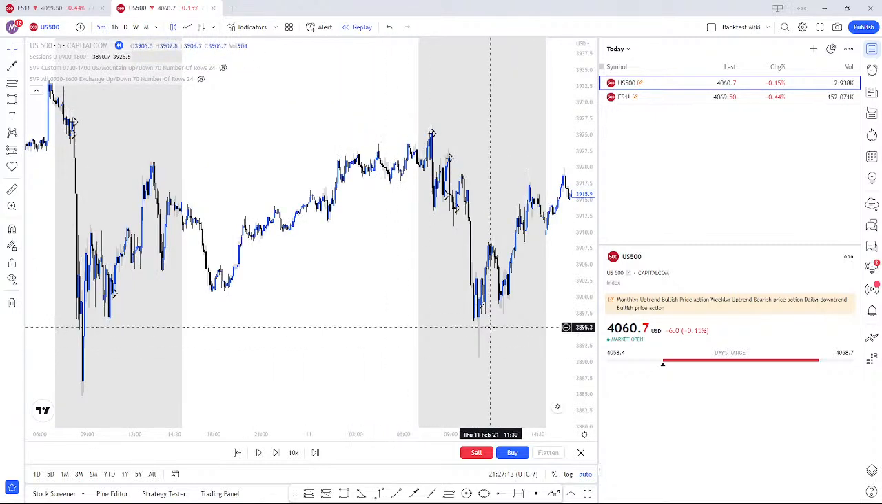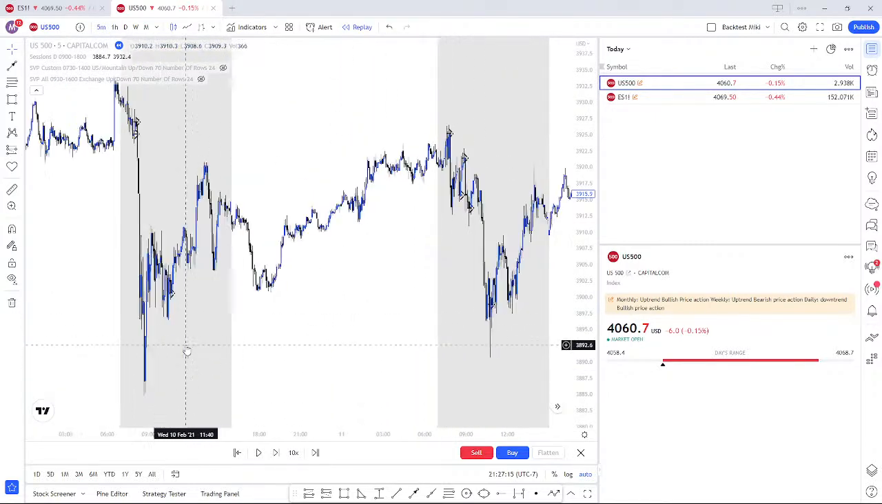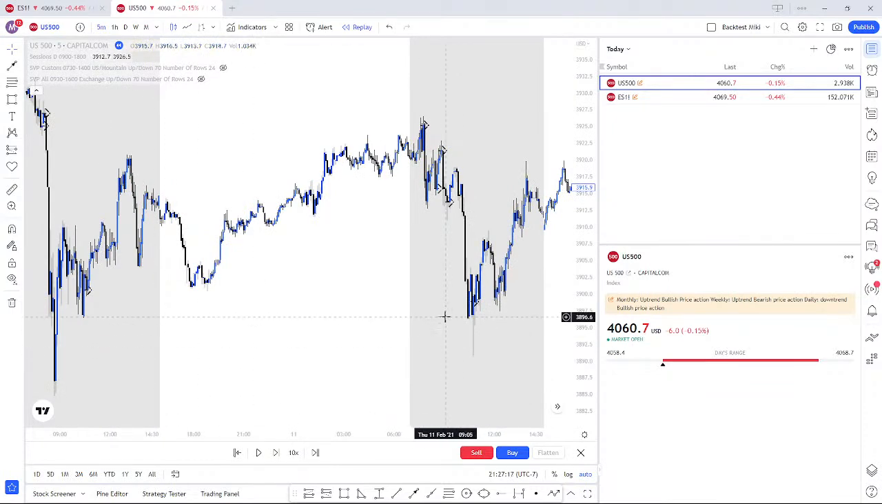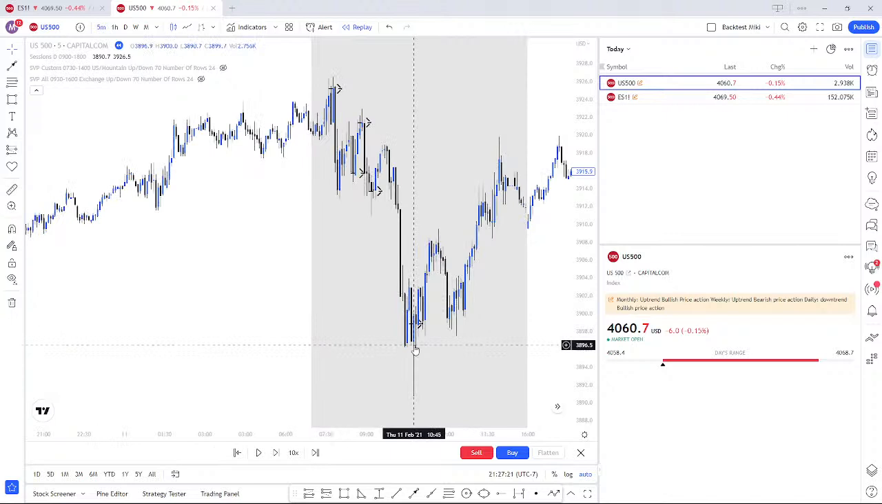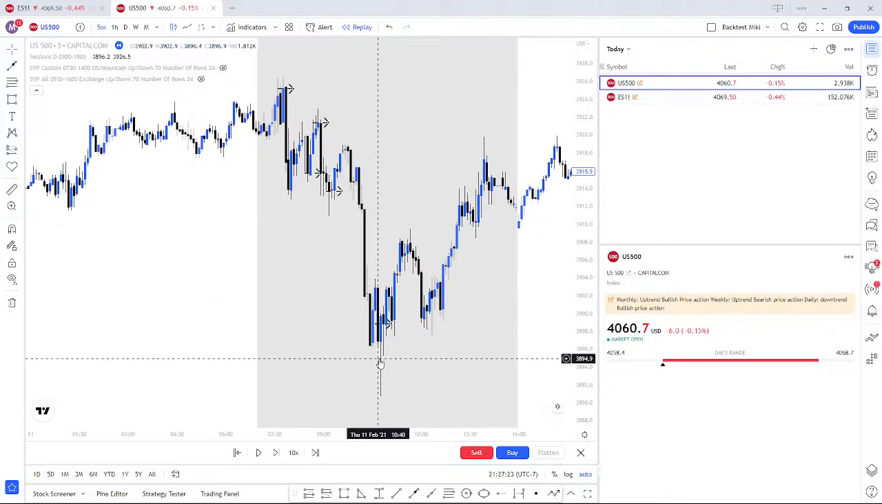But the reason why we entered on this candle was because of this. You see, there was prior price action to back it up. This was good volume here, and then we had this candle with very good rejection and some volume to it. That's why we got in here.